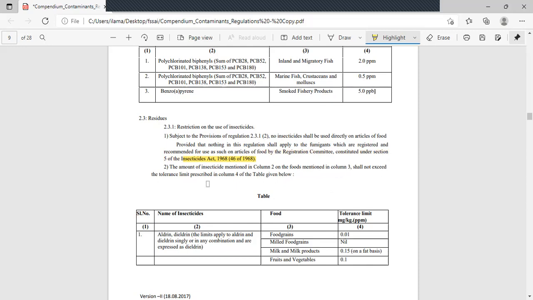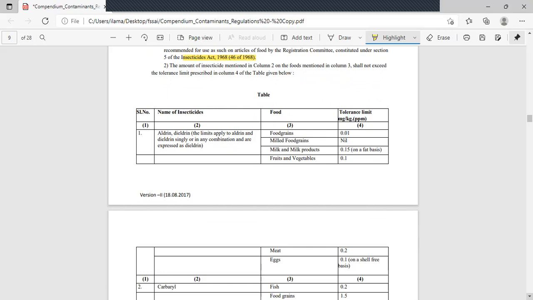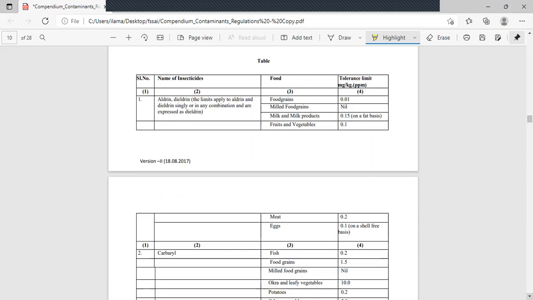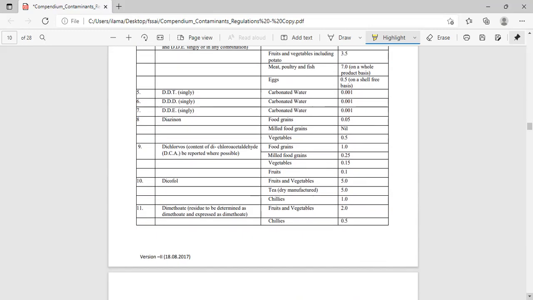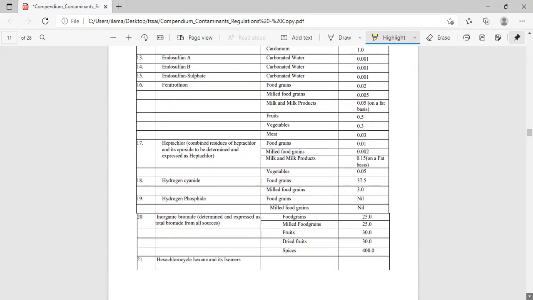Next one, the amount of insecticide mentioned in column 2 on the foods mentioned in column 3 shall not exceed the tolerance limit which is prescribed in column 4. Please make note of which insecticide is used, and mostly, for example, for milk and milk products it doesn't exceed 0.15%. Like that, I suggest you take notes of the most commonly used insecticides and their tolerance limits for the most commonly used foods. For others, I suggest you refer to the range.